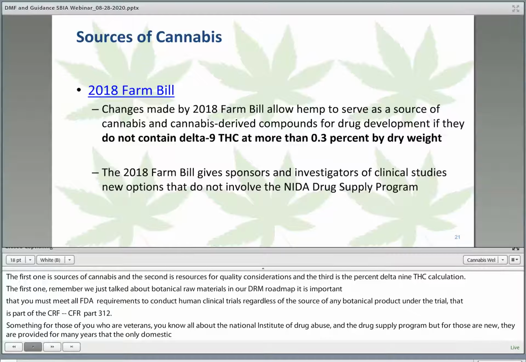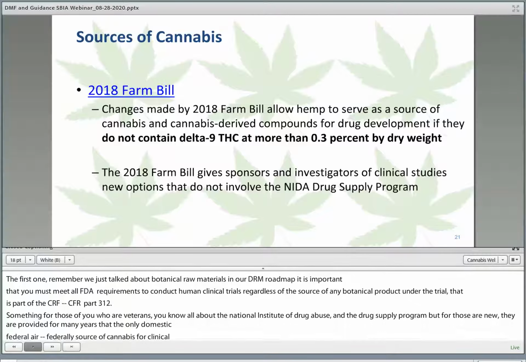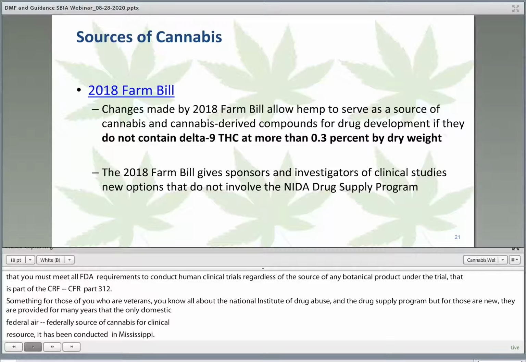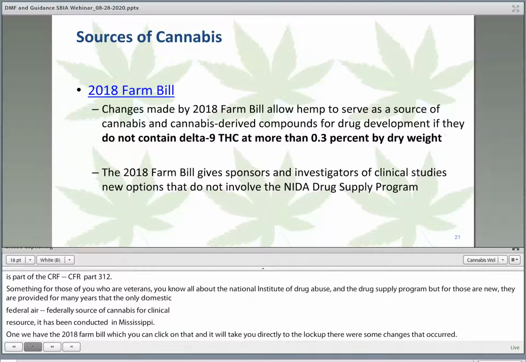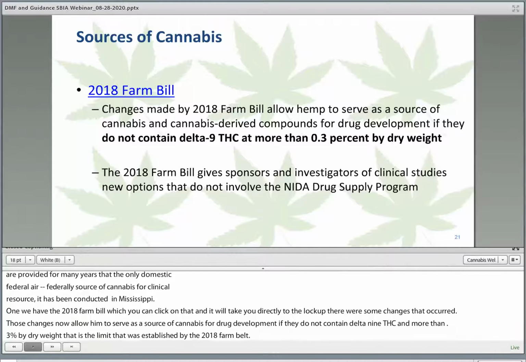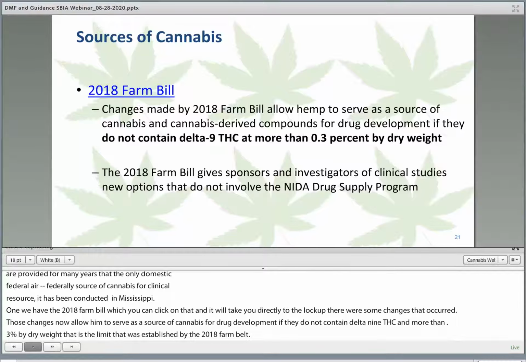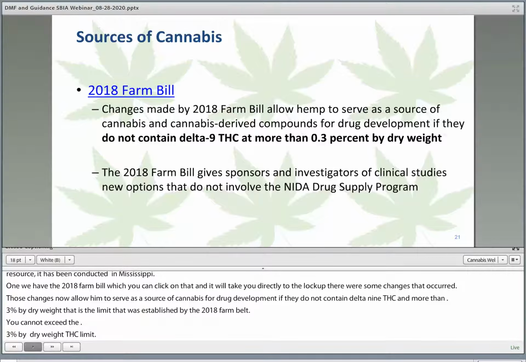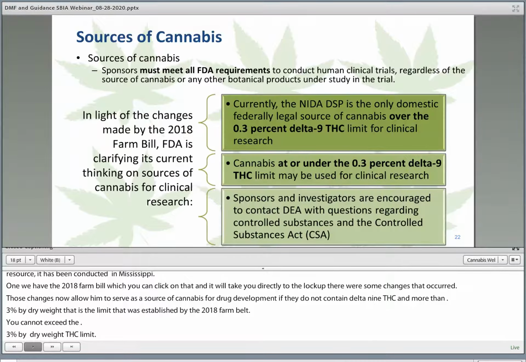Now, when we had the 2018 Farm Bill, which you can click on and it will take you directly to the law, there were some changes that occurred. And those changes now allow hemp to serve as a source of cannabis and cannabis-derived compounds for drug development if they do not contain delta-9 THC at more than 0.3% by dry weight. That is the limit that was established by the 2018 Farm Bill. You cannot exceed the 0.3% by dry weight THC limit. The 2018 Farm Bill now gives sponsors and investigators who are looking to use cannabis and cannabis-derived compounds in clinical studies new options that don't involve the NIDA drug supply program.